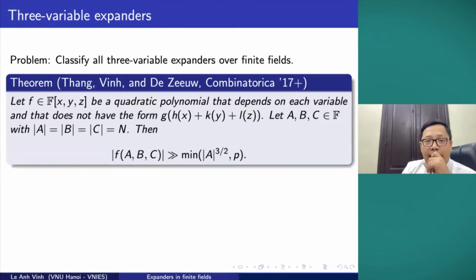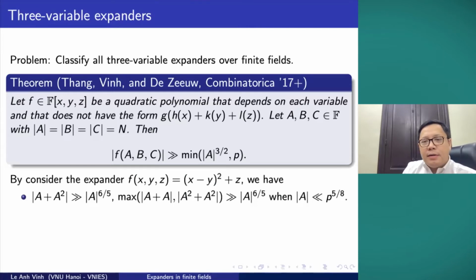And the result here is, if f is not of the additive form, of course it cannot be of the multiplicative form, because we only focus on quadratic polynomials, of degree 2. So we can prove that the image of the function applied on the 3 sets A, B, C of size n will have size at least n^(3/2), or it will cover a positive proportion of the field.